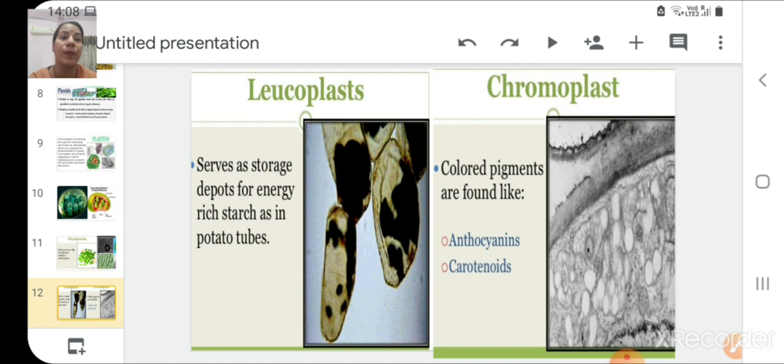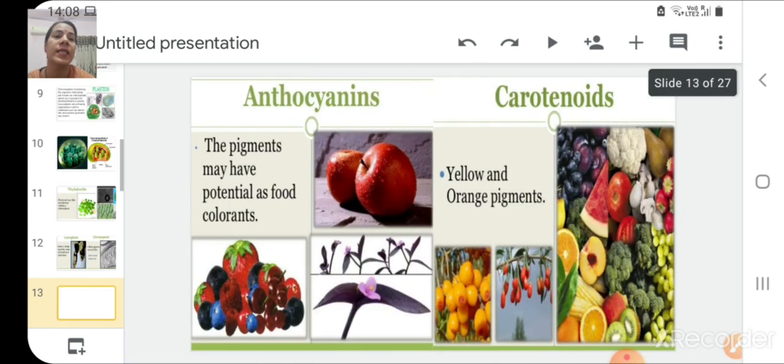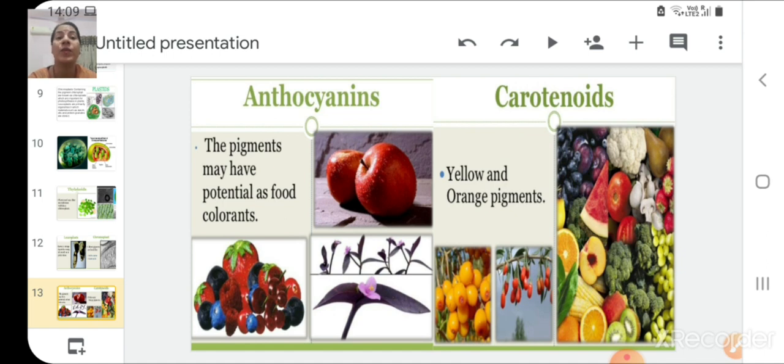These are the colored pigments, and these can be categorized into two groups, anthocyanins and carotenoids. These are not given in your textbook. This is just for your extra information, so let us see these also. Anthocyanins are pigments which have potential as food colorants. Whatever color you get in your food is because of anthocyanin. Various vegetables and fruits are of different colors, and these colors are imparted by the chemical substance known as anthocyanin. Similarly, yellow and orange pigment is imparted by carotenoids.